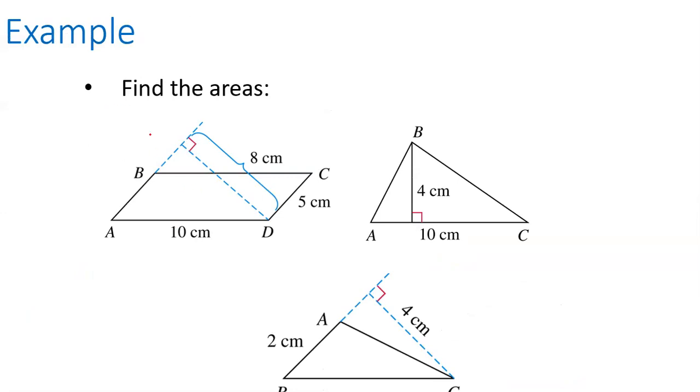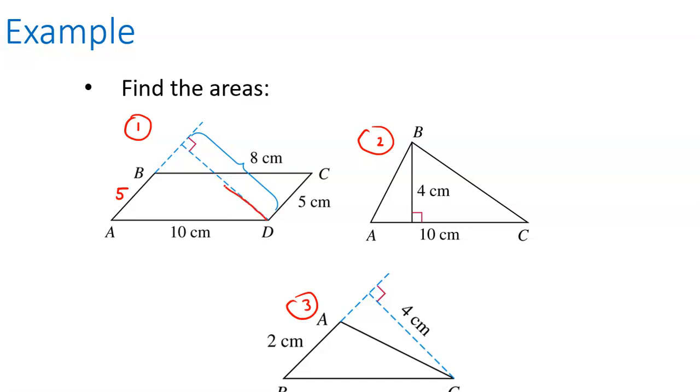All right, so take a look at this first one over here. I'm going to call that number 1, number 2, number 3. In this first one here, the base and the height have to be perpendicular to each other. So if this is a parallelogram, if this thing is 5, that's also 5.